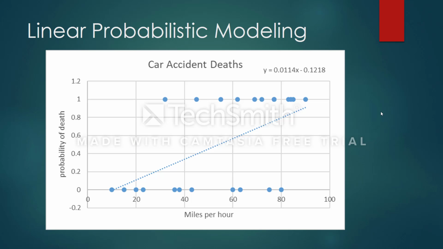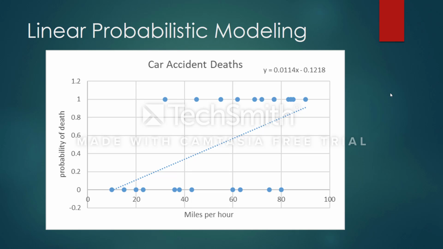So the engineering example is the car accident deaths, and the graph is a linear probabilistic model. As it can be seen, the y-axis represents the probability of death during a car crash as the speed of the car at the moment of the crash increases. The line is a linear regression equation and is used to represent the average probability of death per mile per hour. From this relatively small amount of data, we're able to create an equation that can be used to find the average probability of death at any speed.